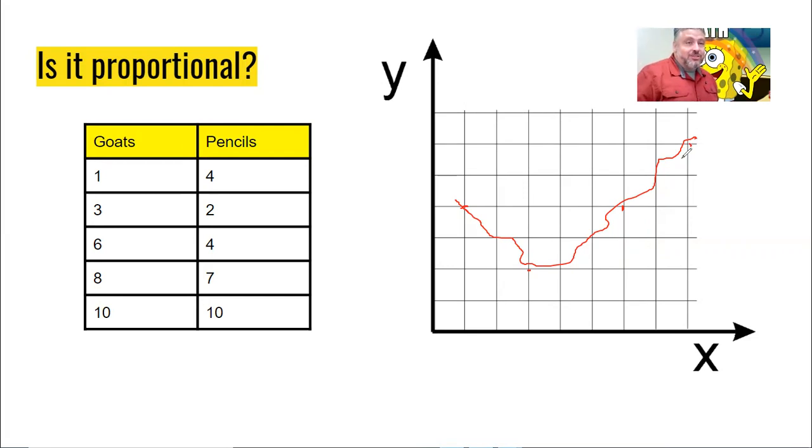It's a proportional relationship. Okay, let's get you back to the lesson.